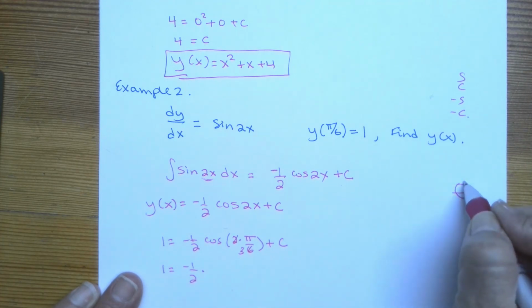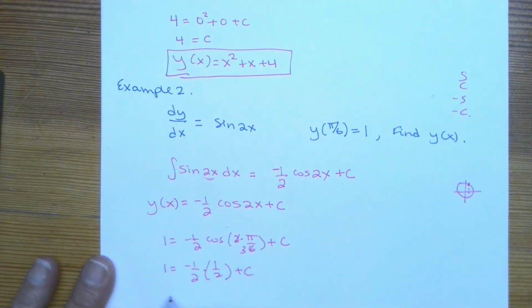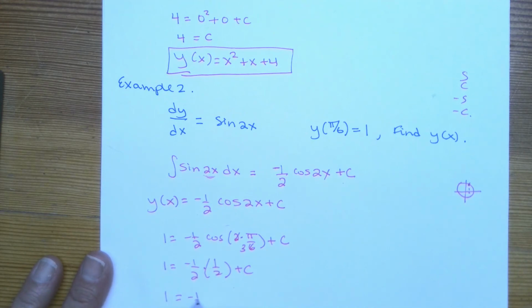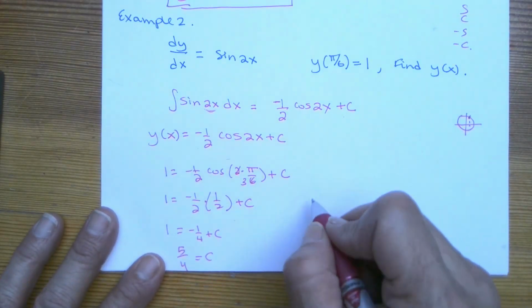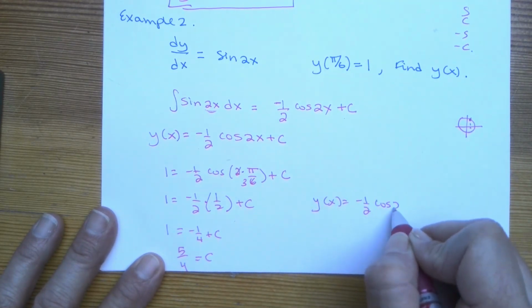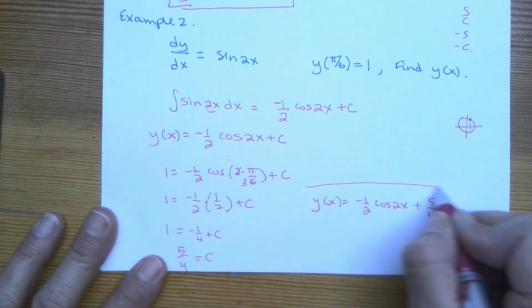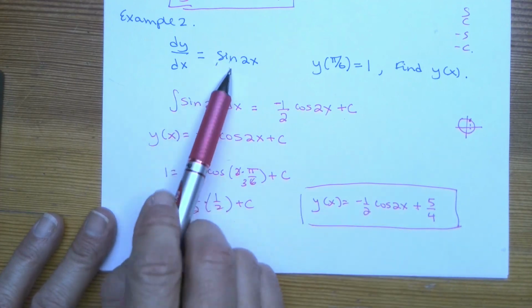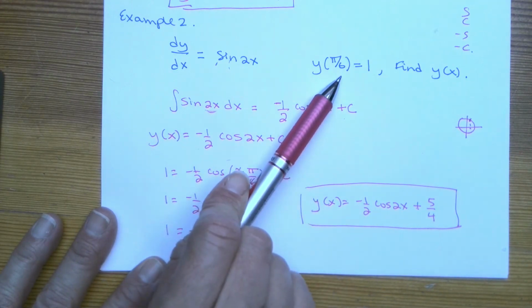Gosh, I'm showing you all my little cheats. So pi thirds is the tall one, and the cosine's the short one. That makes that a 1/2 plus c. So 1 equals negative 1/4 plus c. It looks like c is equal to 5/4. There's my arithmetic. So altogether then, my function y of x equals negative 1/2 cosine 2x plus 5/4. This is the function that has sine 2x as its derivative and the initial condition of y of pi sixths equals 1.